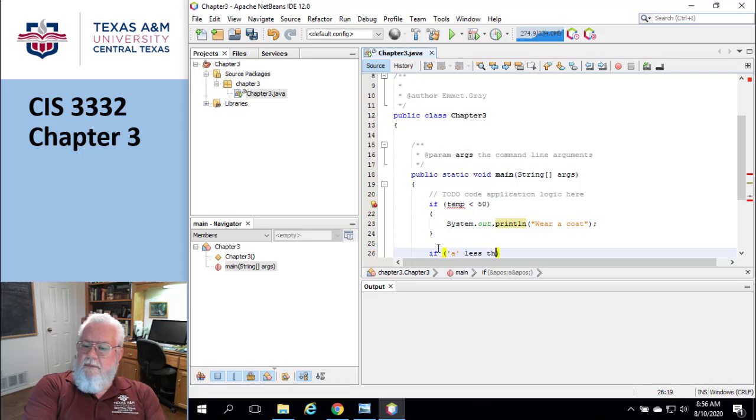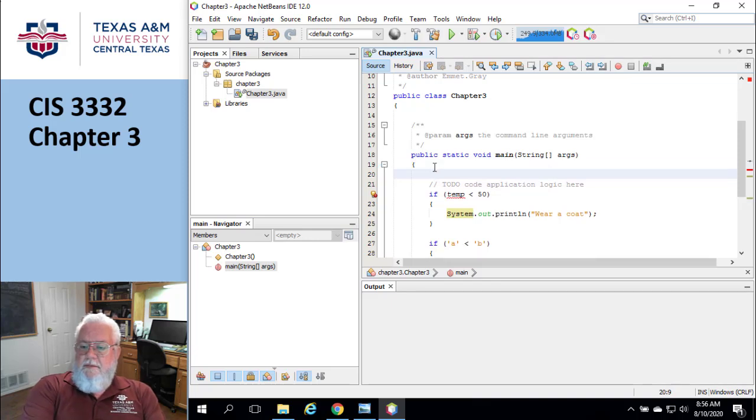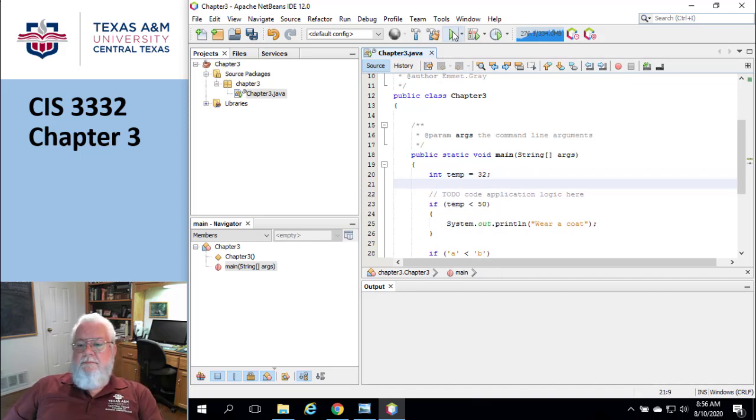Then I'm going to say something like System.out.println, Yes. This will actually work the way you expect it to. Let me put in something here for temp, so my thing will work. It's 32 degrees outside. Okay, I'm going to run this.